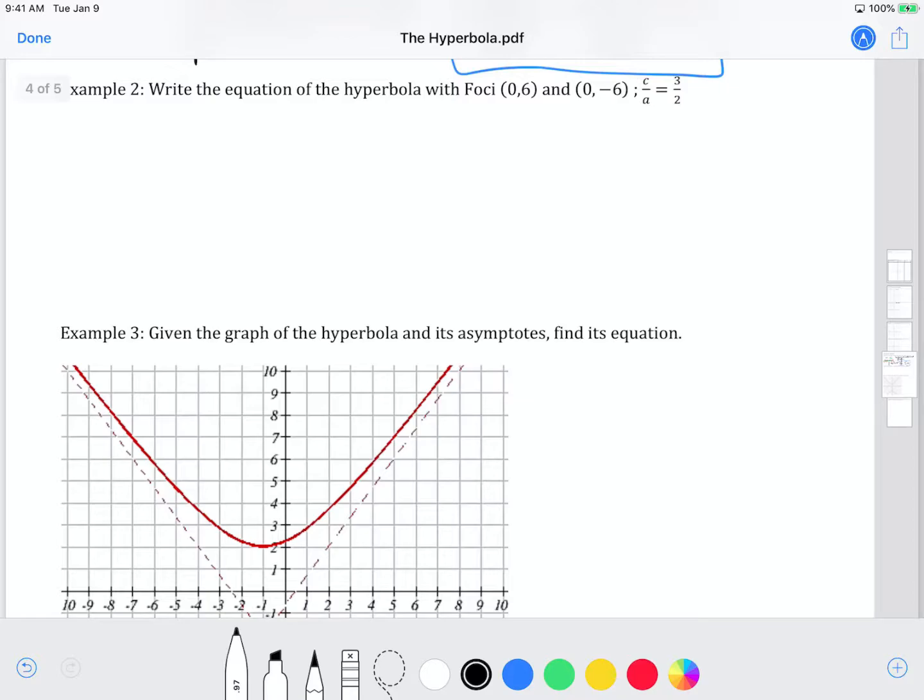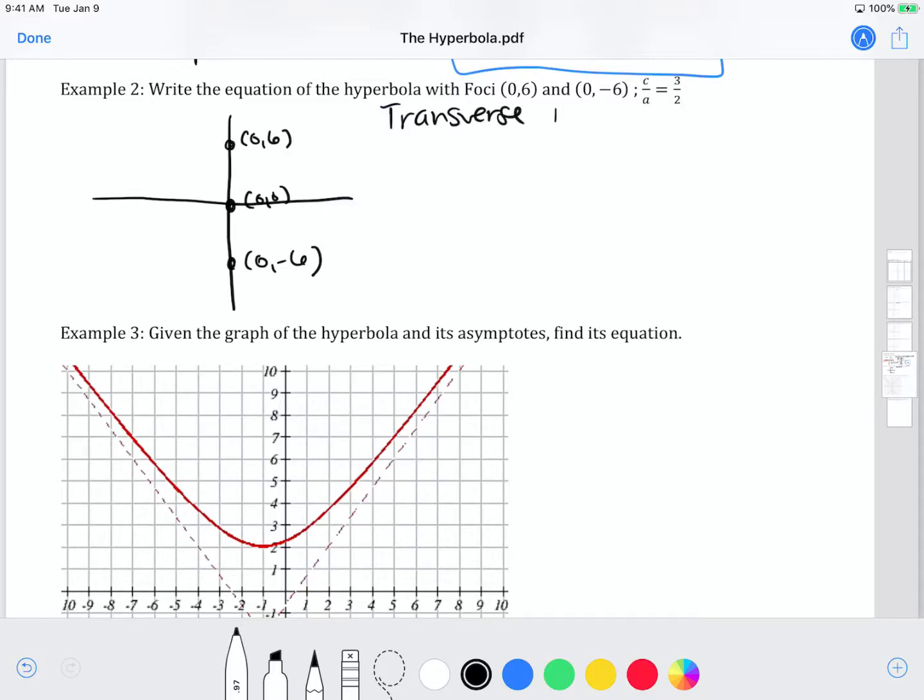For the next example, we're given properties that we have focus points at 0, 6, which would be up here, and 0, negative 6, which would be down here. By symmetry, I would know that my center has to be at 0, 0. This also tells me that the transverse axis runs vertically.